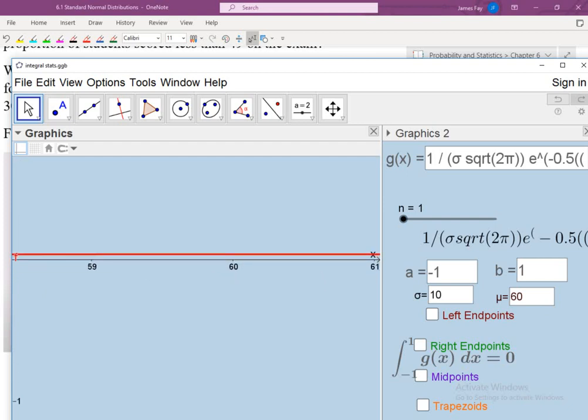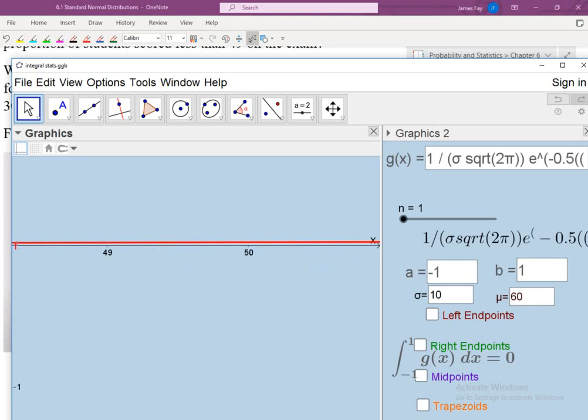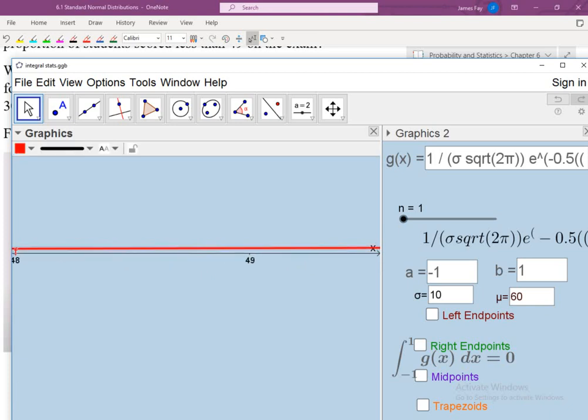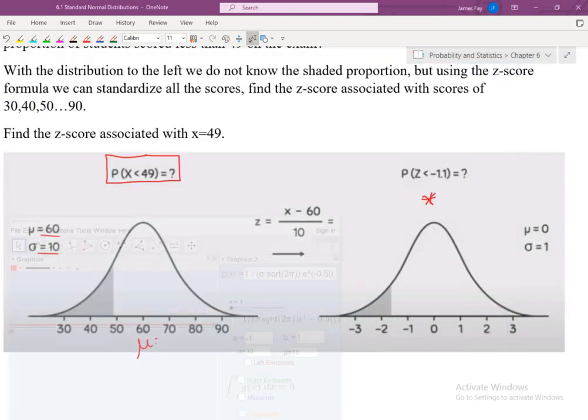But what we'd be asking is, if I come down here to 49, and now shade underneath that red curve and above the x-axis and to the left of 49, how big would that area be in comparison to all of the area underneath the curve? And that would be my probability. That's a nasty task to address with this specific curve.